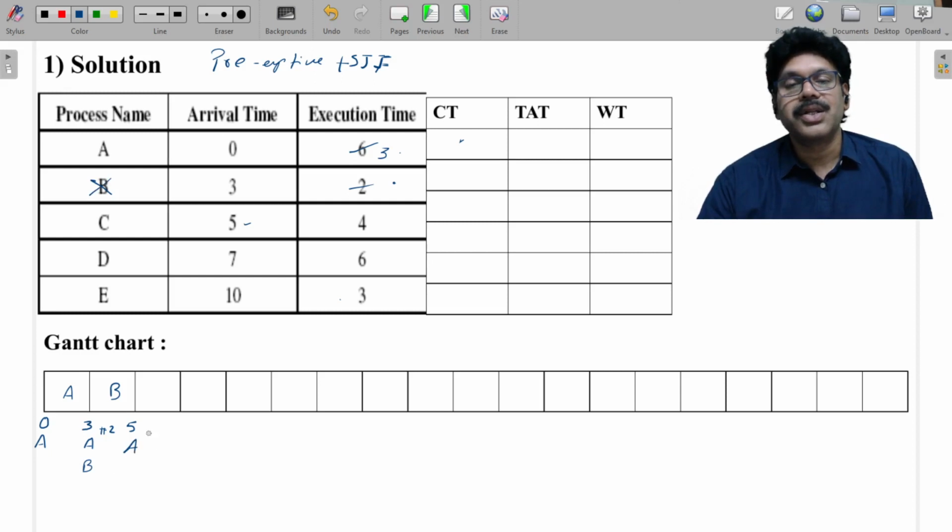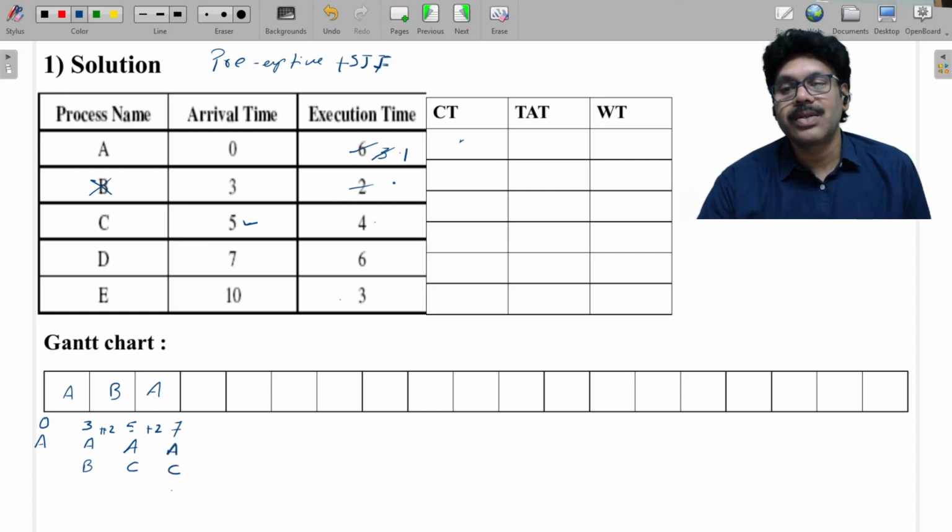Now A is continuing. Exactly at 5, one more process is added, that is C. Among A and C, which is shorter? A needs 4 and C needs 3. So A will be given a chance till the next arrival time. The next arrival time is exactly 7. So 2 units of A have been consumed, and the balance is 1. Now A is carried forward, and C is also carried forward.